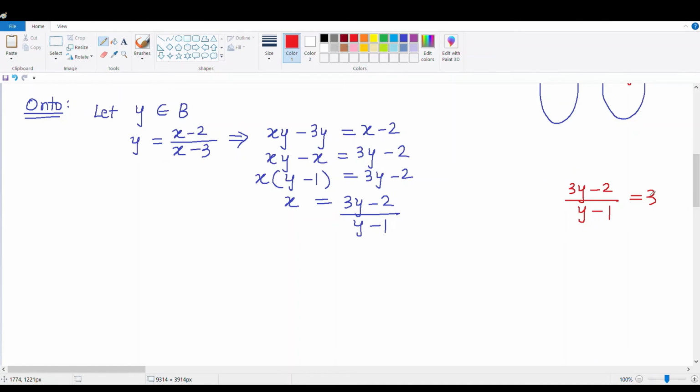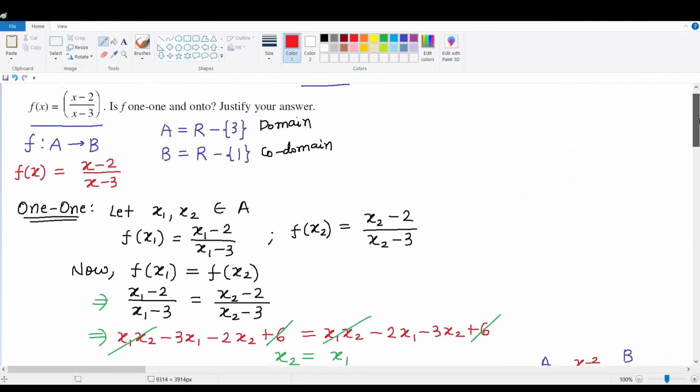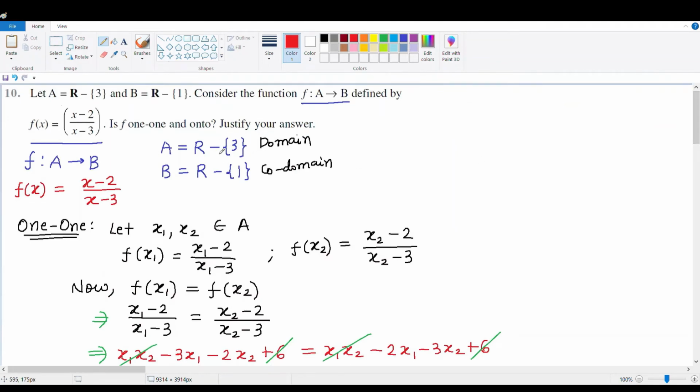So you are going to multiply 3 times (y minus 1). So 3y minus 2 equals 3y minus 3. Now 3y and 3y are going to cancel out. See, negative 2 equals negative 3. No, not true. So this will never have a solution. So this thing can never become 3. So that's why it wasn't there in our domain. See, that's why it cannot be 3.